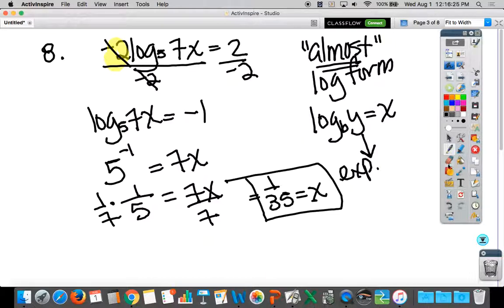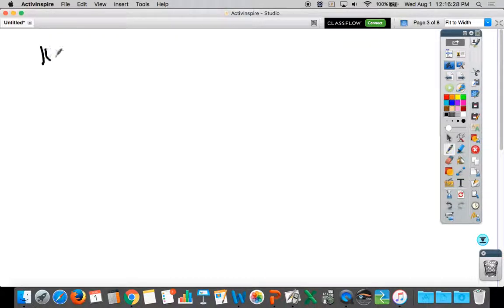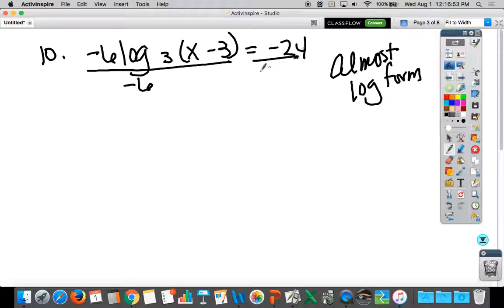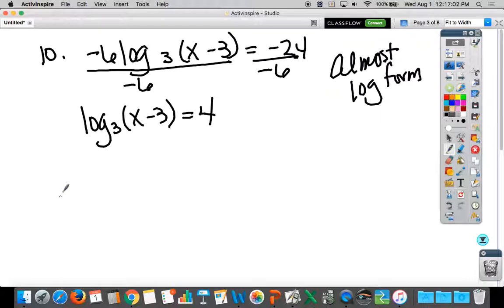Okay, let's look at number 10. Number 10 is almost log form, correct? Almost. Almost log form, except for what? The -6. So the easiest way for me to get rid of the -6 is divide. Now I have log form. So 3 to the 4th equals x minus 3. 3 to the 4th is 81.